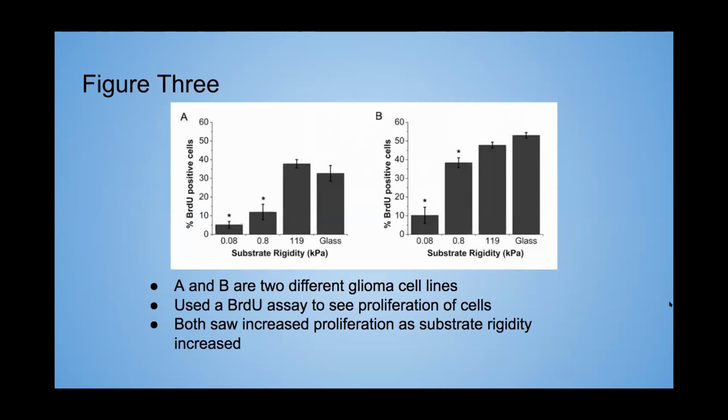So for the third figure, they wanted to see if glioma cells would proliferate more or less on different substrate rigidities. For this experiment, they used 2 different glioma cell lines, seen in A and B, and they used a BrdU assay, where they introduced the chemical BrdU to cell cultures, and it's incorporated in replicating DNA. They then introduce an antibody that detects this chemical, so they can determine which cells are proliferating, because obviously proliferating cells replicate their DNA. They essentially found that with both cell lines there was more proliferation as rigidity increased.